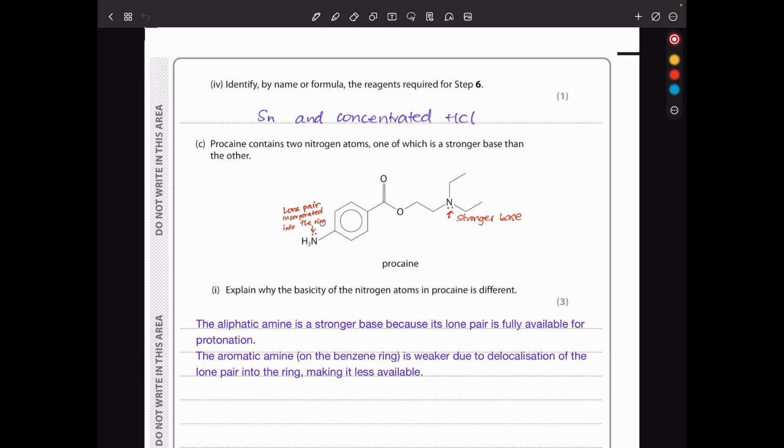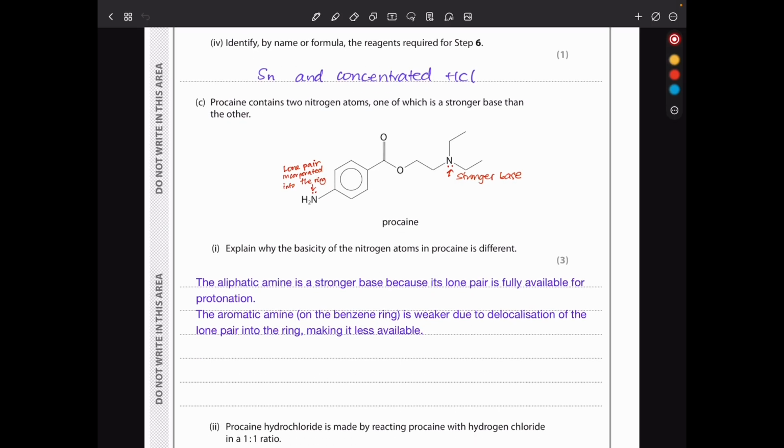Next they say identify by name or formula the reagents required in step 6. Step 6 was reduction. We need tin in concentrated HCl. Then they say procaine contains 2 nitrogen atoms, one of which is a stronger base than the other. Yeah, we can see this and this.